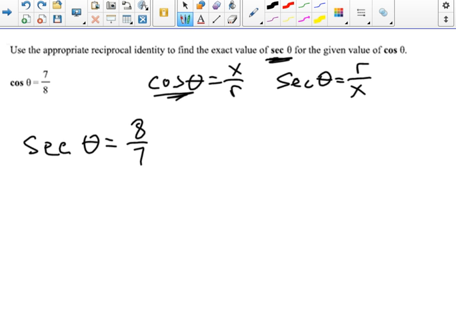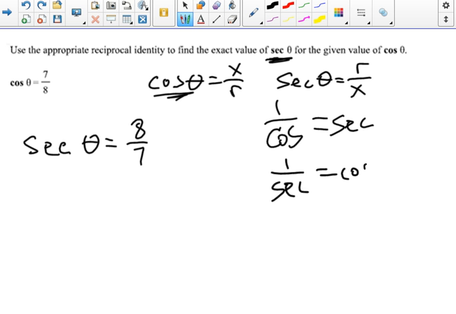So if you knew the cosine of an angle, you could just do 1 over that and you would get the secant. If you knew the secant, you could do 1 over that and find the cosine. They are reciprocals of each other. Let's look at a slightly harder problem.